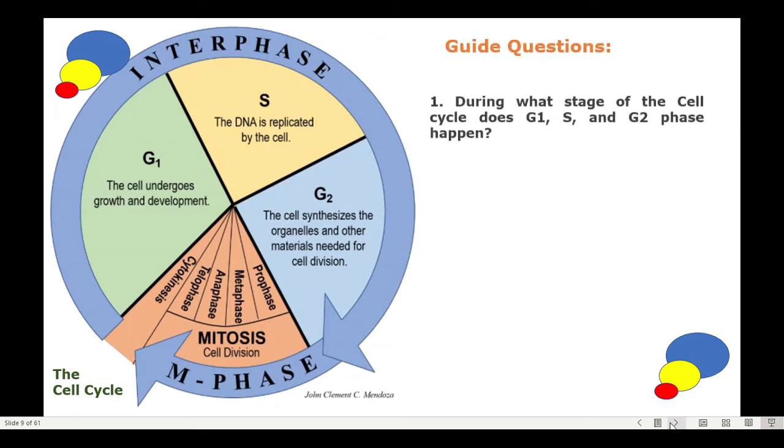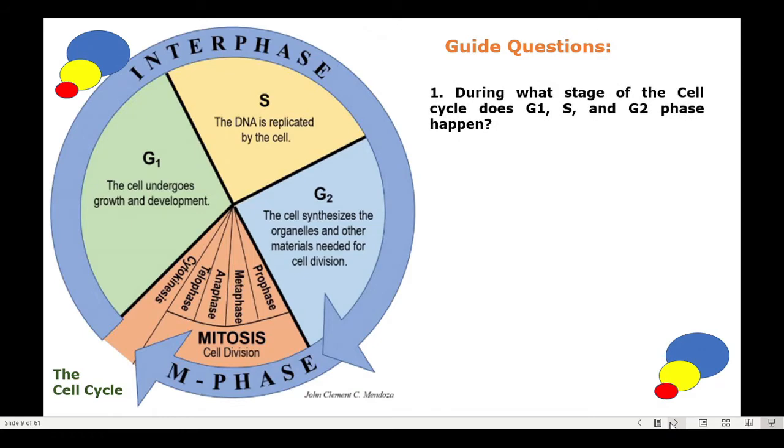So now, during what stage of the cell cycle do the G1, S, and G2 phases happen? G1 stands for growth 1. S stands for synthesis. G2, growth 2. So, during what stage? It's interphase. Next, what activities are happening during interphase? There is growth 1, synthesis, and G2 or growth 2 phase.